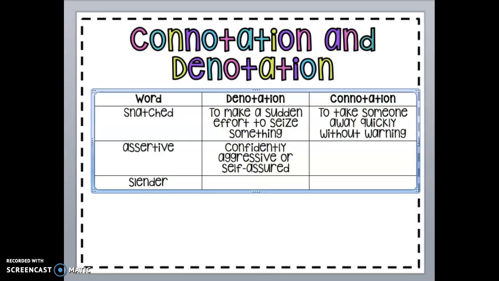Let's head back to our chart and let's think about what we could put in for connotation. If connotation has to do with the feeling that the word would give, what does the connotation of assertive mean? I know the denotation means confidently aggressive or self-assured. What would assertive mean for Sacagawea? Because remember, the chief's talking about Sacagawea being assertive. So the connotation, what does that mean?